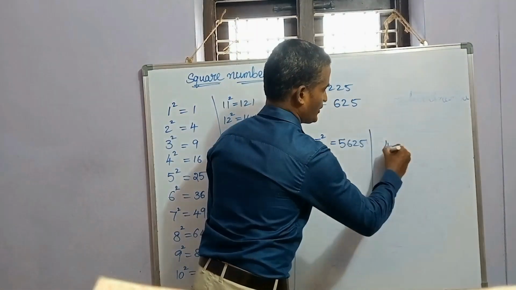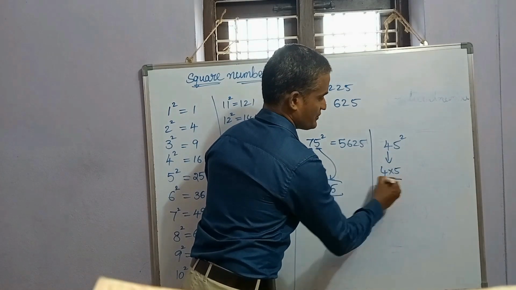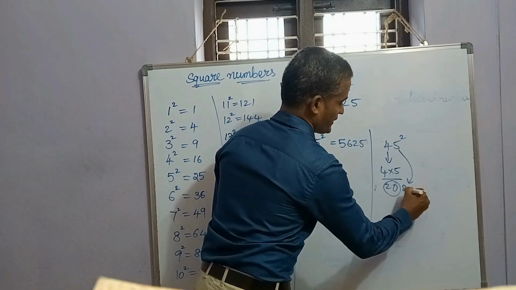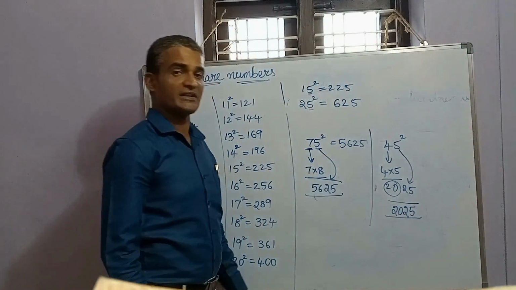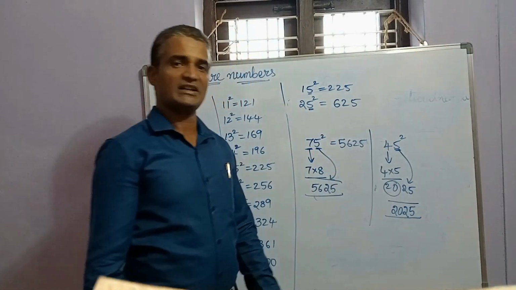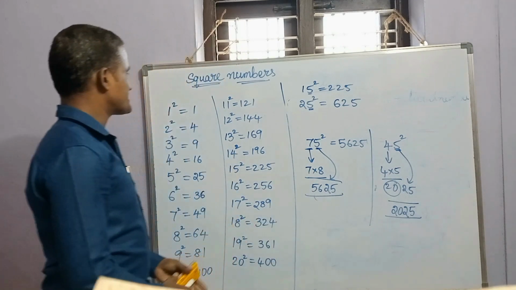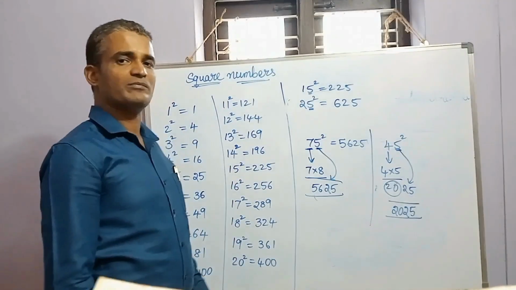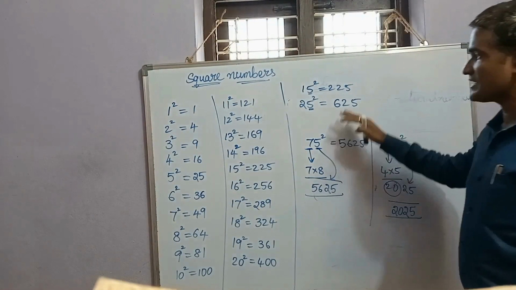Suppose you are writing 45 square. 4, next number 5. 4 fives are 20. And the next, 5 square is 25. So 2025. This is your answer, 45 square. But this is only possible when the ones place digit is 5. You can write the direct answer for this square number. These are the square numbers, and it is compulsory to remember the squares of 1 to 30. If you remember, it is easy for doing some calculations. And these are the properties.